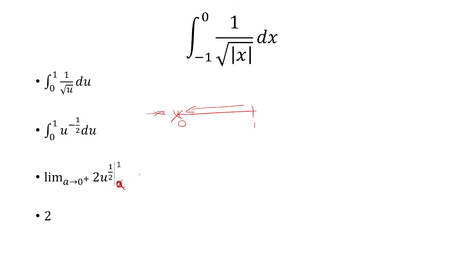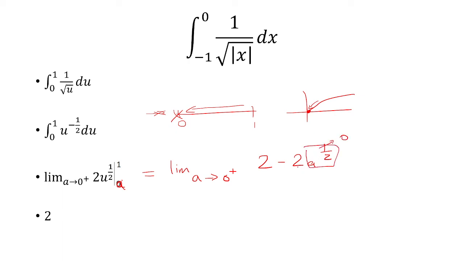And here you could just plug in 1. So you would have 1 to the 1/2 power is just 1, minus 2a to the 1/2 power. As a approaches 0 from the right, well, we know that a to the 1/2 is just the square root of a. So as you're approaching 0 from the right, obviously the y value is 0. Okay, so this thing right here is 0. So you're just left with 2 as your answer.